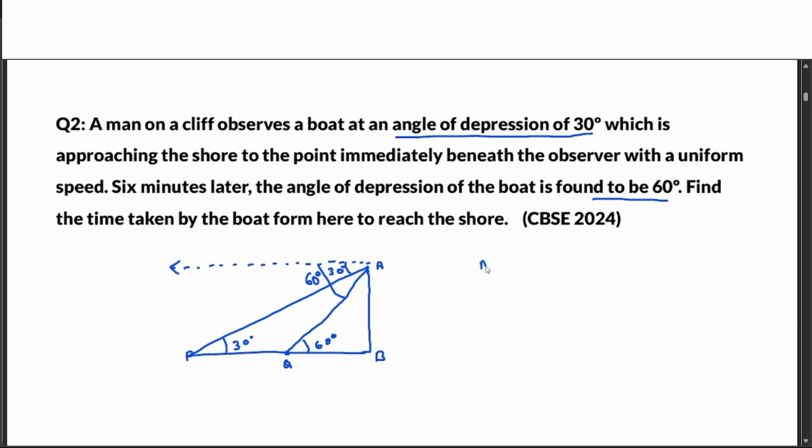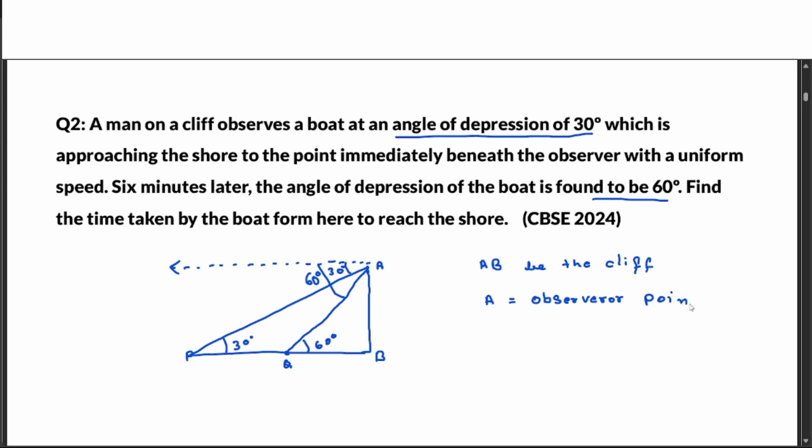So we can say AB is the cliff, and here we can say point A is the observer point, where the person is standing.